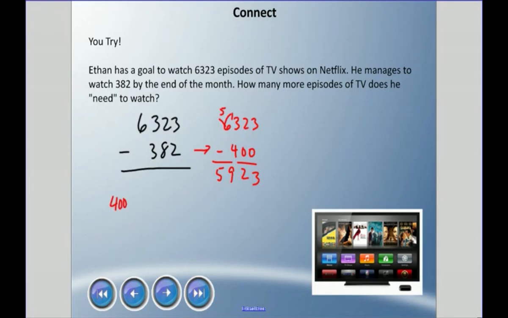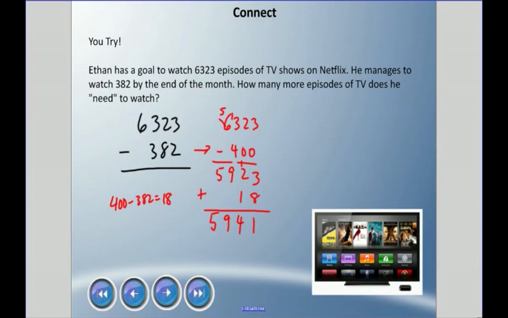So we need to take our 400 and just to prove the 382, and we're left with 18. So we need to add that 18 back on. Okay, so let's add that 18, and I get 5,941.